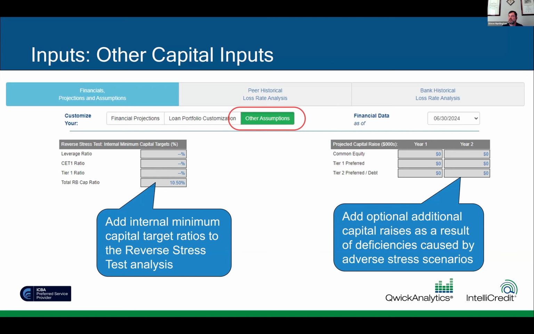And then on the right-hand side here, you can also plug in additional capital raises at any point throughout the projection period. This is if you have an interest in iterating the tool, meaning you run the tool, you see under what conditions you might have a capital deficit, and then you can plug in additional capital throughout the structure and throughout the projection period to bring those projected capital levels back up above those minimum levels.